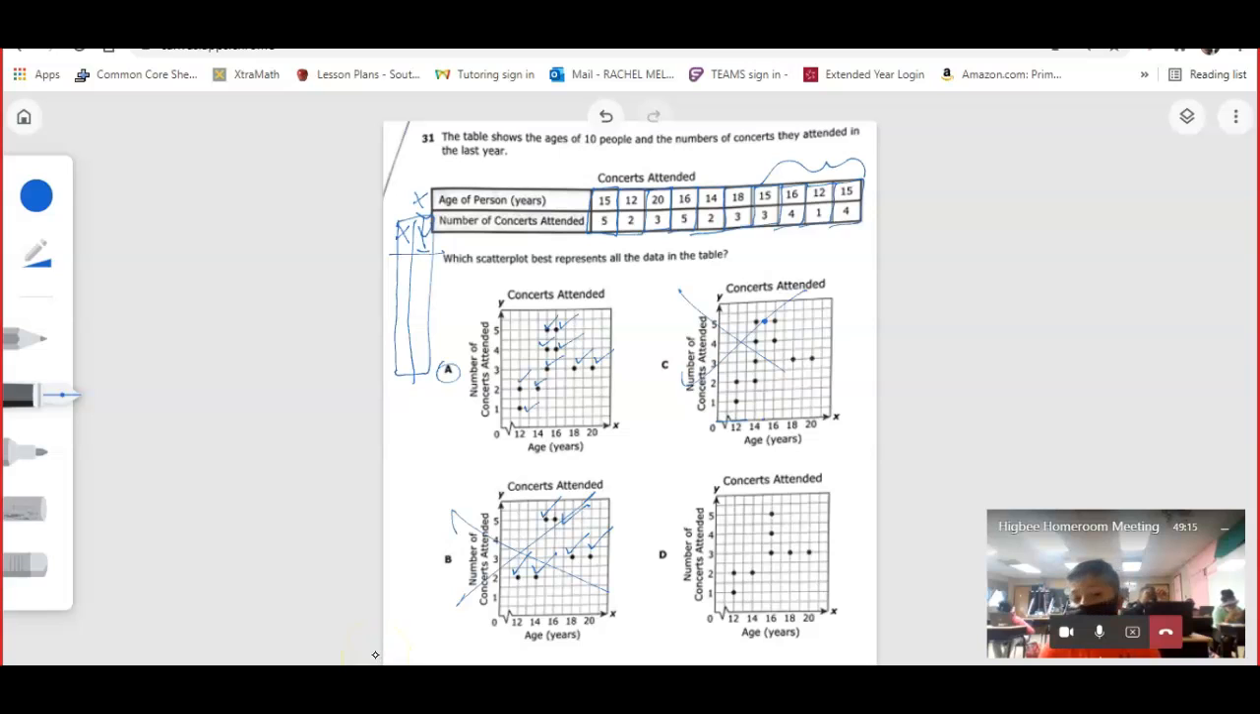Looking at D, let's see, 15, 5. No. Do I have to look at anything else? Absolutely not. So am I reasonably sure that A is correct? I would say so, yes. Any questions on that before we move on?